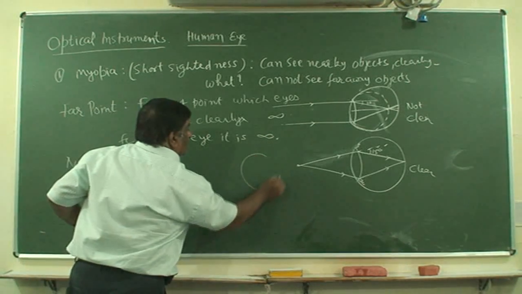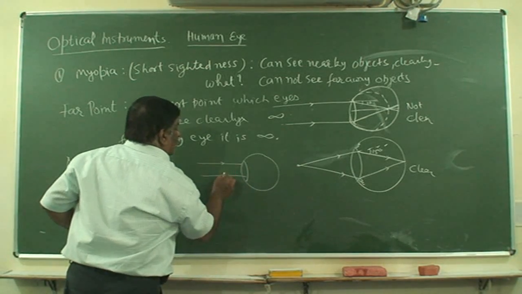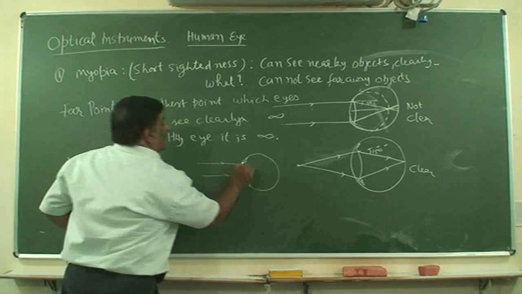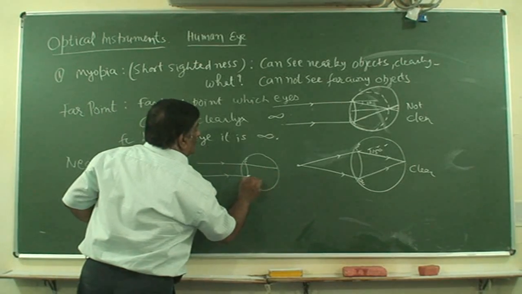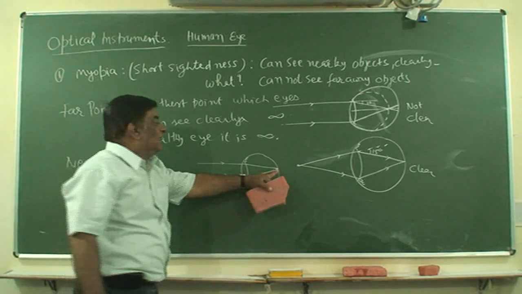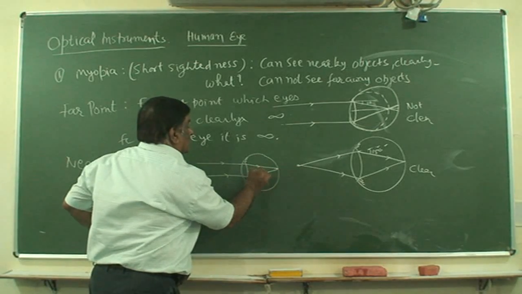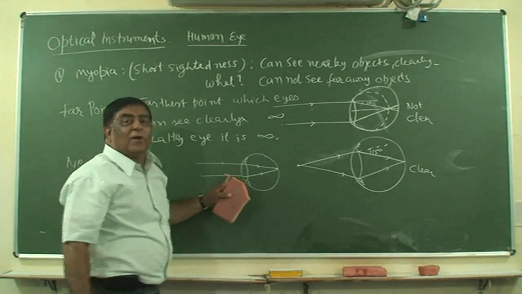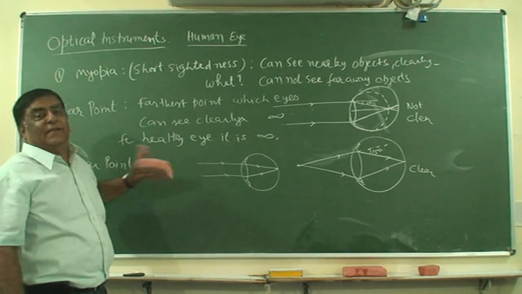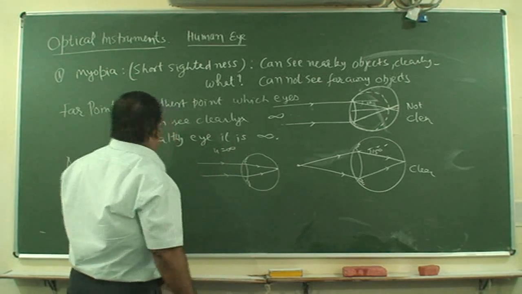For a healthy eye, if the rays are coming from infinity, there is no stress to the ciliary muscles and the lens is able to send them to their focus, which is exactly on the retina. So this is for a healthy eye, and where is the far point? Far point is at infinity. So for the far point, u is equal to infinity.